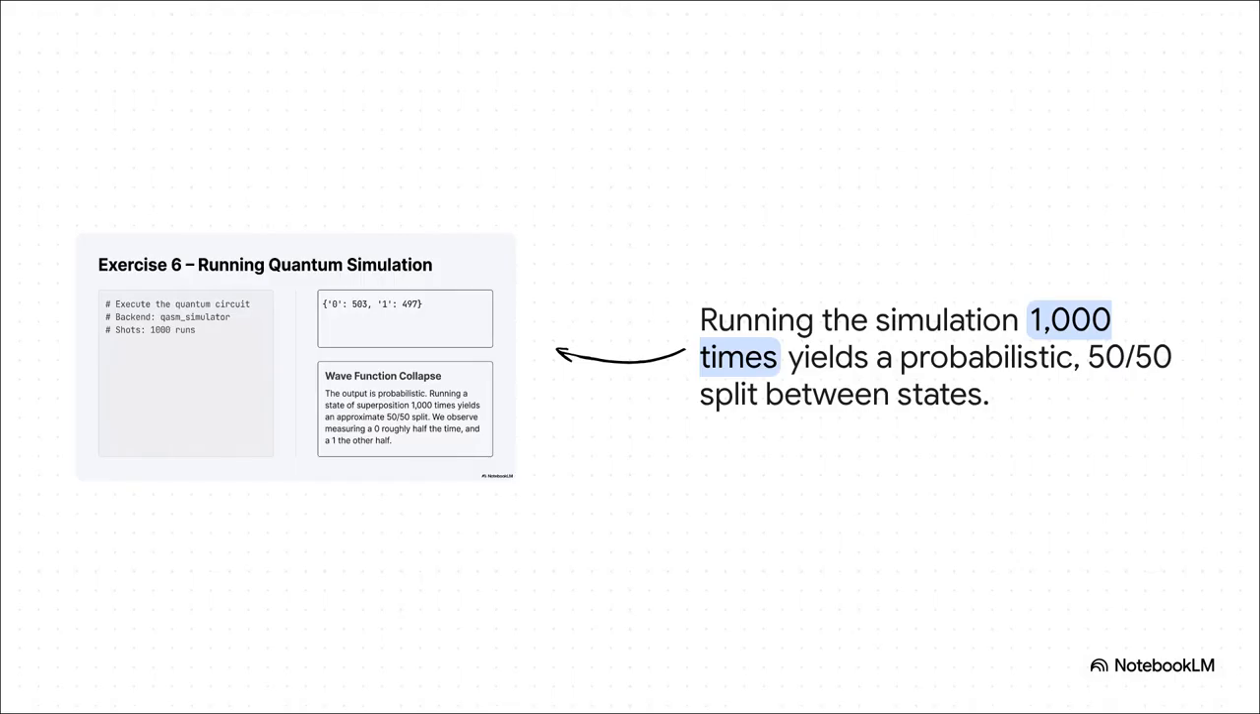So, what happens when we do look at it? Well, we run our simulation 1,000 times, and every single time we measure it, that superposition collapses. It's forced to make a choice. Am I a 0 or a 1? And since it started in a perfect 50-50 superposition, the choice it makes is completely random. Over 1,000 tries, we get about 500 zeros and 500 ones.